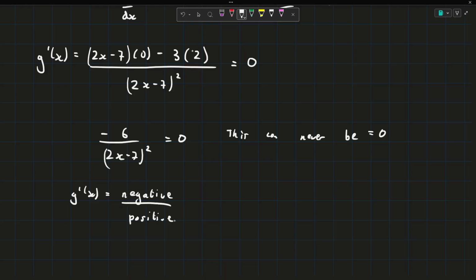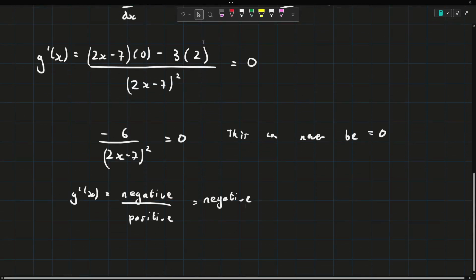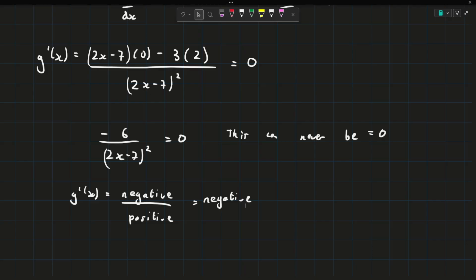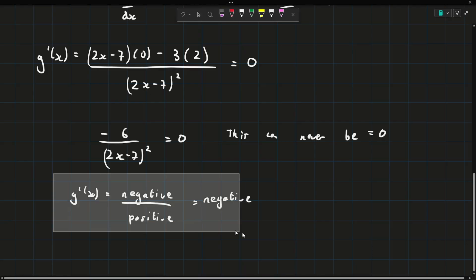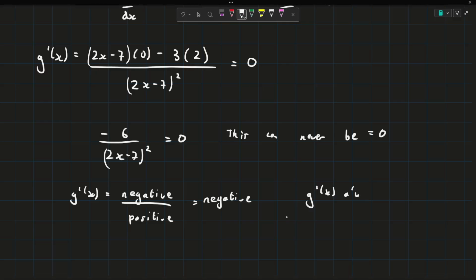So that means that the derivative is always going to be negative. So that means that it's always decreasing. So if it's always going down, it can't have a local maximum or a minimum because it's always moving downwards. There's no point at which it turns around, so it has no maximum or minimum. So you could also argue it that way, that the derivative is always less than 0. You could say g prime of x is always less than 0.